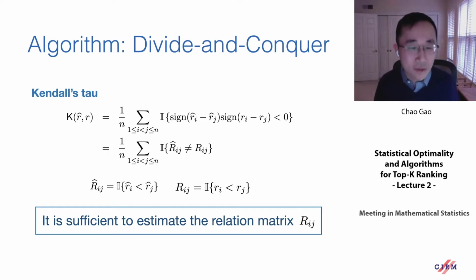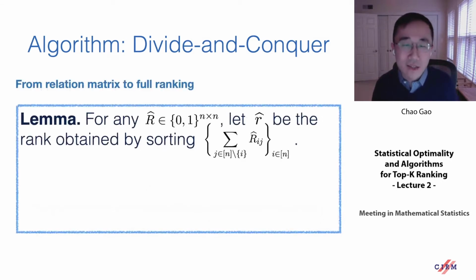But this is not the end of the story, because if you have a rank vector r hat, you can turn it into a relation matrix by considering the indicator ri hat smaller than rj hat. Then you have capital R hat as the estimator of the relation matrix. However, the question is, can we also have the reverse process? If I give you an arbitrary relation matrix, can you turn it into a vector? This is what we want. And this lemma says it is true.